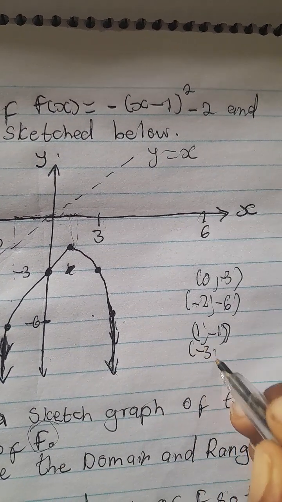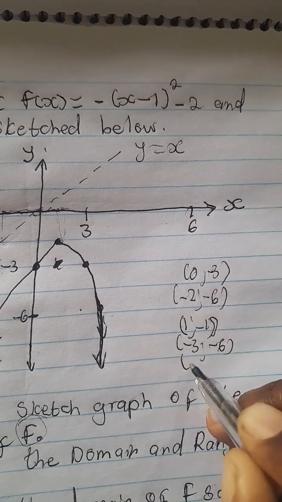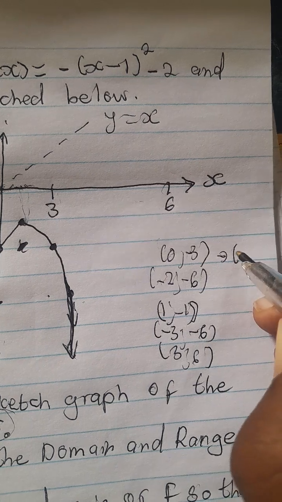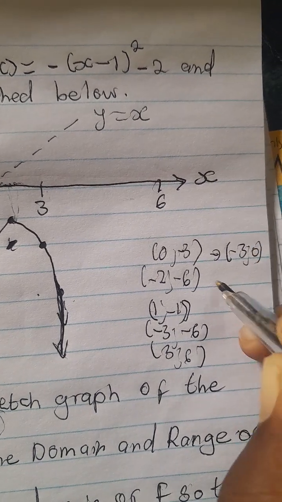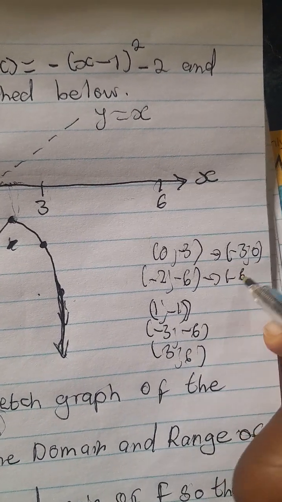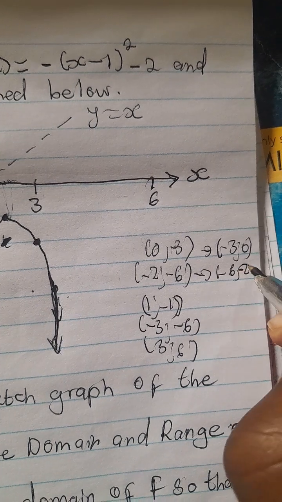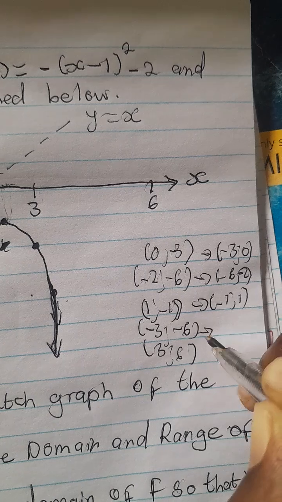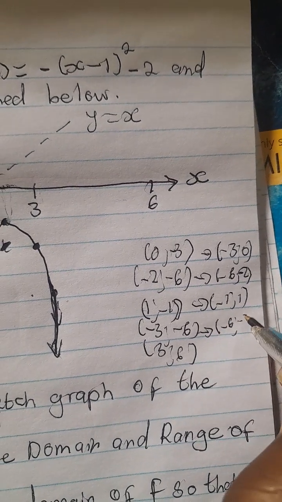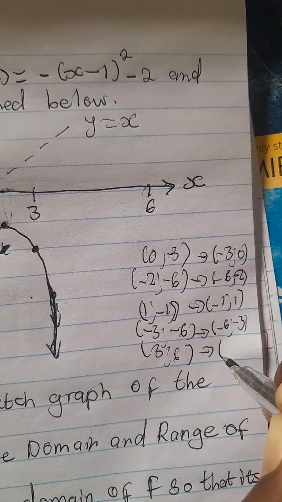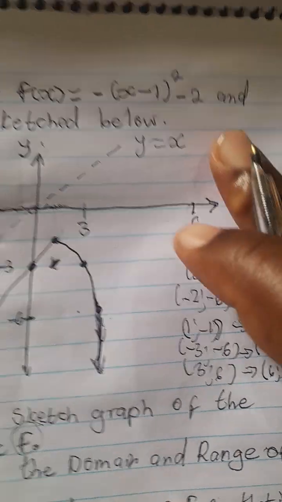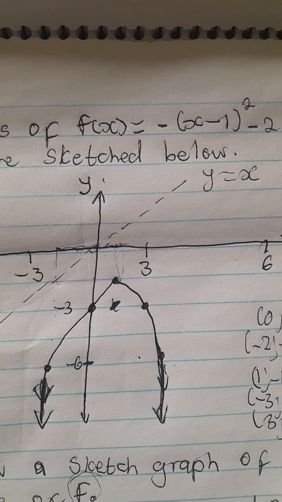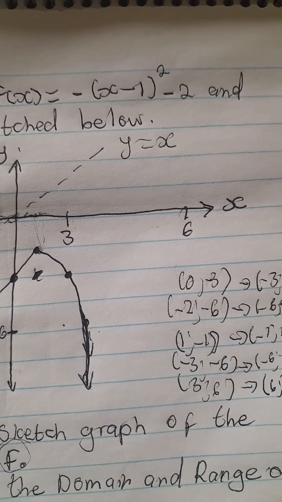Let's start with this one. Negative 3 and negative 6 and 3 and 6. So you're going to swap. Remember, it's negative 3 and 0. It's going to be negative 6 and negative 2. It's going to be negative 1 and 1. It's going to be negative 6 and negative 3. It's going to be 6 and 3. So how will this inverse be? All right.